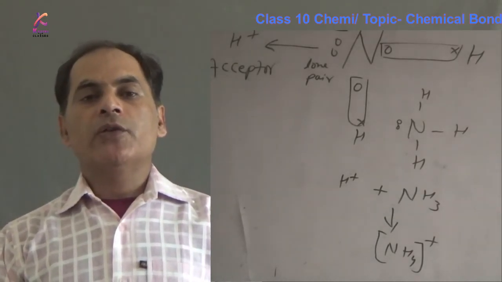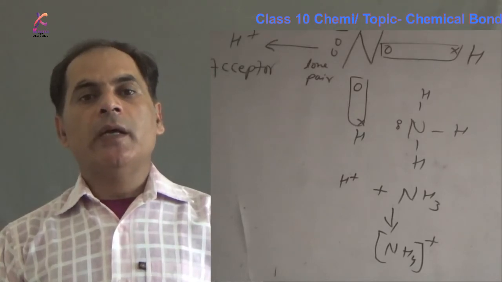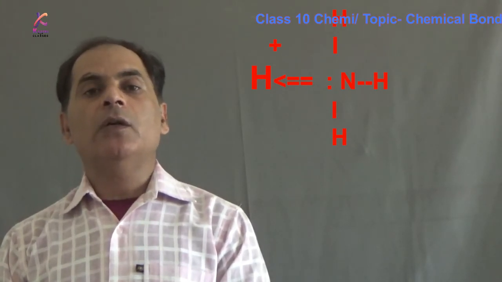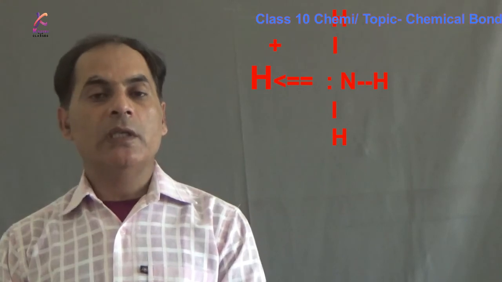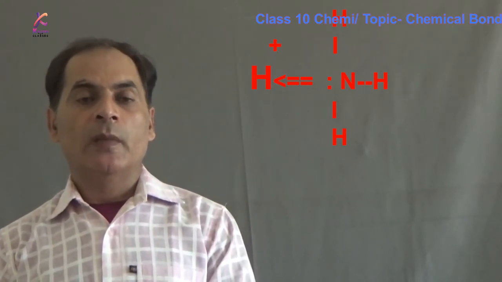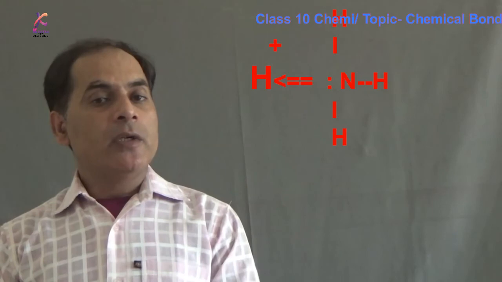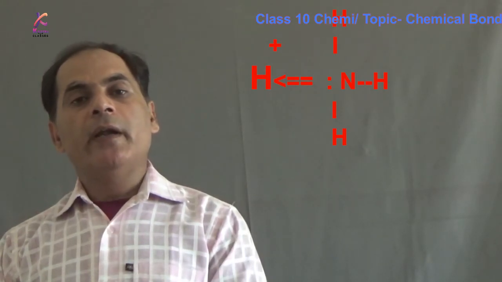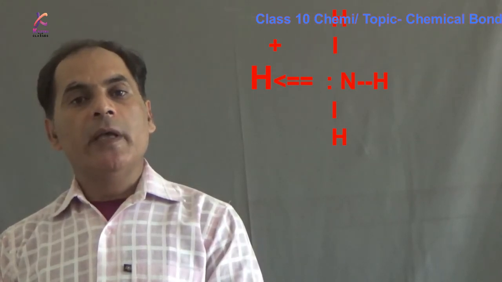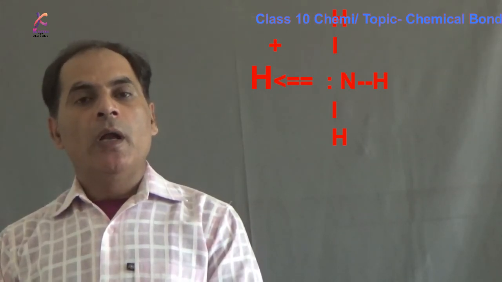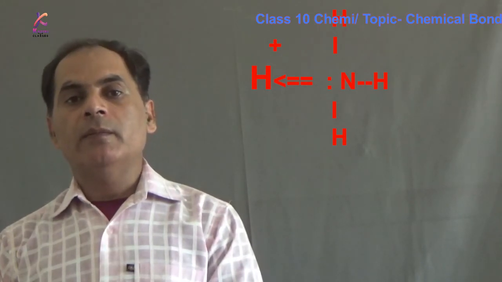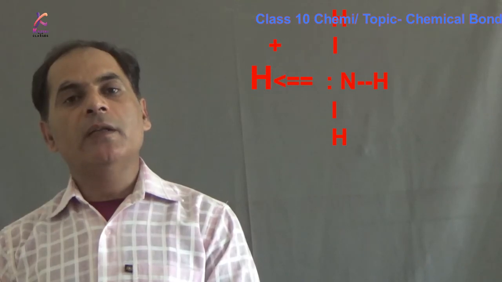Now this bond is shown by an arrow, and the head of the arrow points towards the atom which is receiving the 2 electrons, the lone pair of electrons. Hydrogen is receiving the lone pair of electrons, so it will remain in front of the head of the arrow, and the tail of the arrow will be at the atom which is donating this pair of electrons.